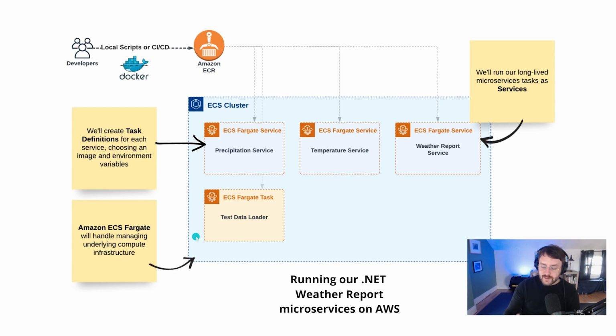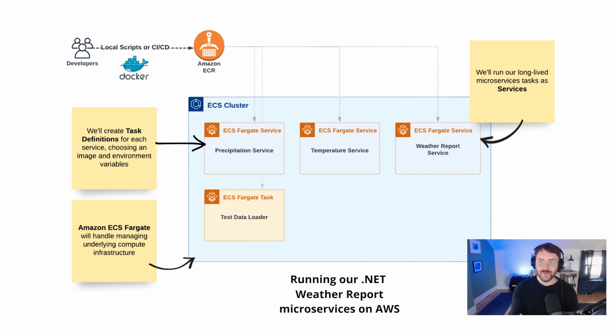Okay, so we're going to walk through all of this step by step. We're actually going to write the code from scratch. We're going to build out the .NET solution. We're going to push it to version control. We're going to containerize our applications. We're going to push those container images up to Amazon ECR. We're going to provision an ECS cluster and run each of our containers using ECS Fargate.